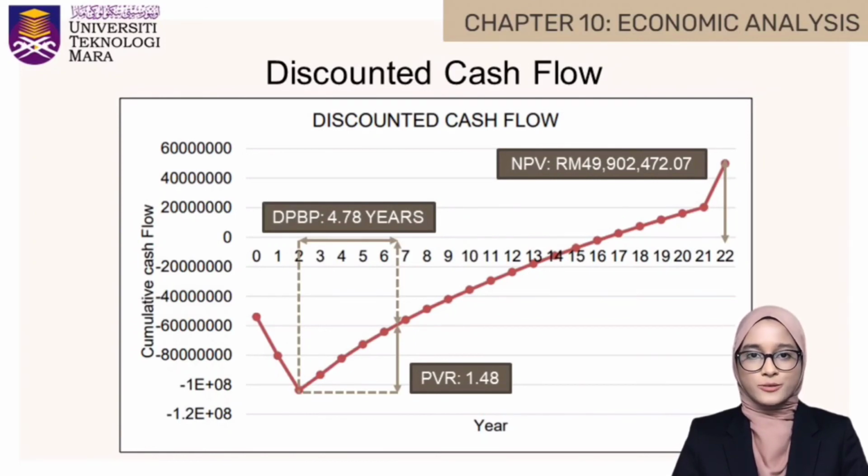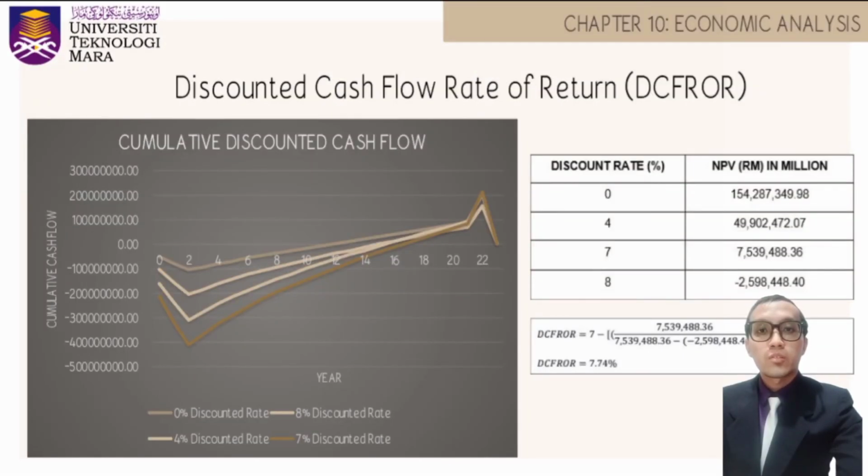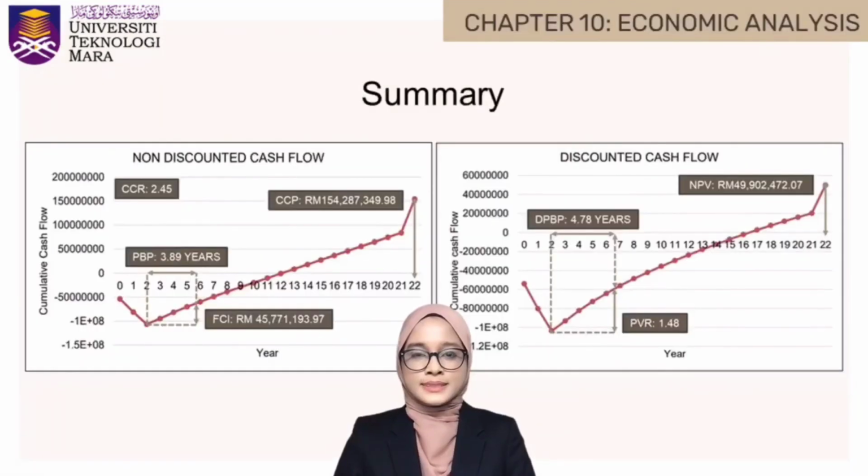The value for the DCFROR of the butadiene manufacturing chemical plant is calculated at different percentages of discount rate, which are 0%, 4%, 7%, and 8%. The suitable discount rate will be determined when the net present value is 0. Hence, an interpolation is made and the discount rate has been found to be 7.4%. In terms of the time basis, the payback period increases as the discount rate increases. From the calculations, it increased from 3.89 years to 4.78 years.